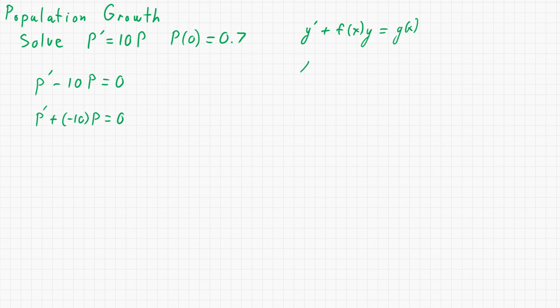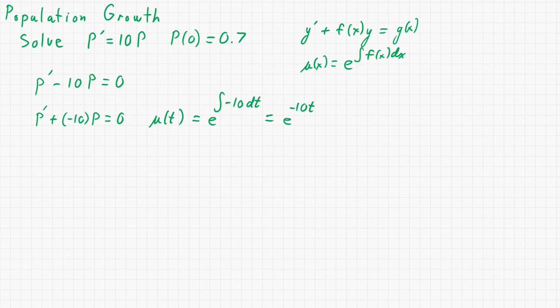Then the integrating factor, mu of x, was e to the indefinite integral f of x dx. And so here I want to make sure I have my plus and my function in front of the p. And so here we'll have mu of t, function of t this time, is e to the indefinite integral negative 10 dt. We can go ahead and solve that. That's going to be e to the negative 10t. We can leave the plus constant off the indefinite integral because it ends up multiplying the entire equation.